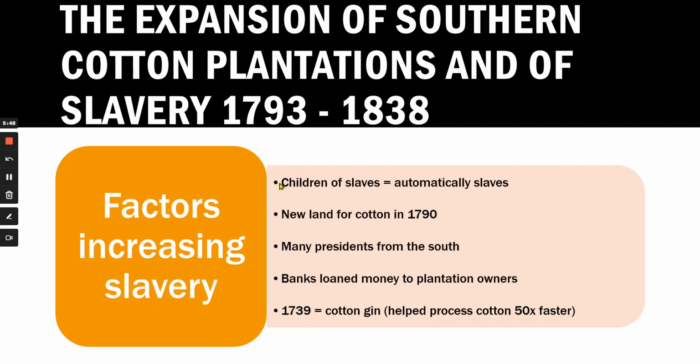The reason why slavery grew so quickly was because the children of slaves were automatically slaves. They had no choice. Obviously, the new land, cotton, in 1790, because of the Deep South, meant that more plantations could be opened. A lot of the presidents were from the South, so they weren't abolitionists, and they probably owned slaves before that, so there's no way that slavery would be ruled out if they were in charge.